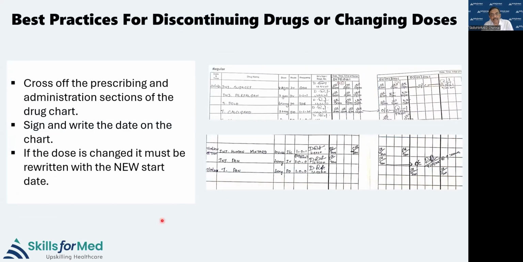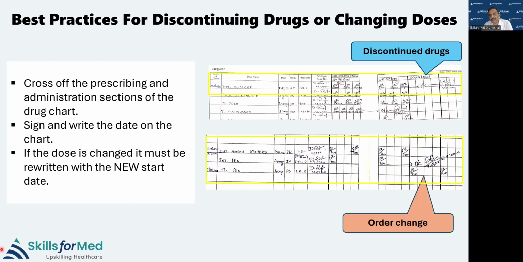When you discontinue these drugs or change the orders, there is a certain way to do it. You need to cross off the administering sections of the drug chart and sign and write the date on the chart. You just have to cross it out, don't strike it out heavily. For the rest of the days, you cross off and write DC, that means discontinued, and your signature, date and time. This will make sure that this drug is not given.